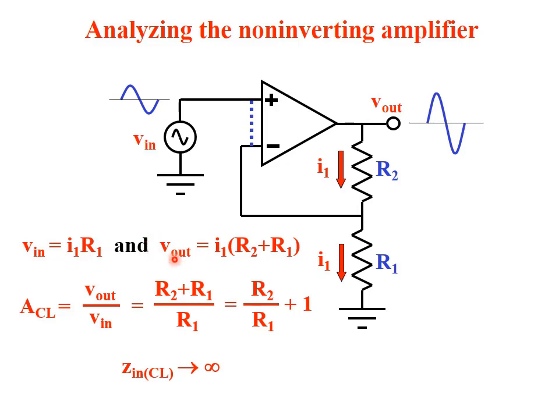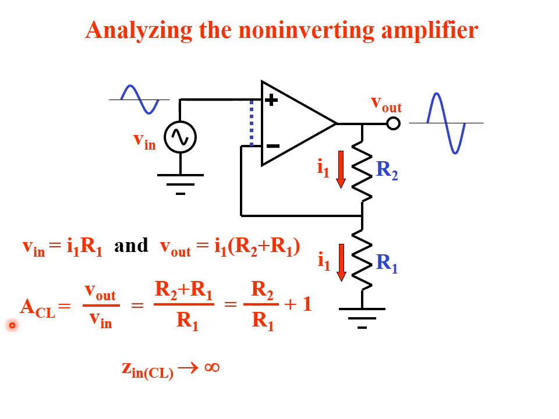And Vout will equal the voltage on these two. Vout is from this point to ground. So the voltage on R2 and the voltage of R1. So Vout will equal I1 multiplied by R2 plus R1, two resistors in series. So to find out the closed loop gain of the non-inverting amplifier, Vout over Vn will equal (R2 plus R1) over R1, which equals R2 over R1 plus 1.